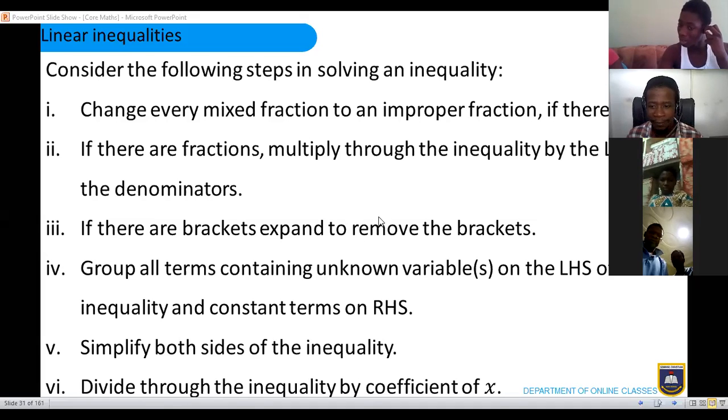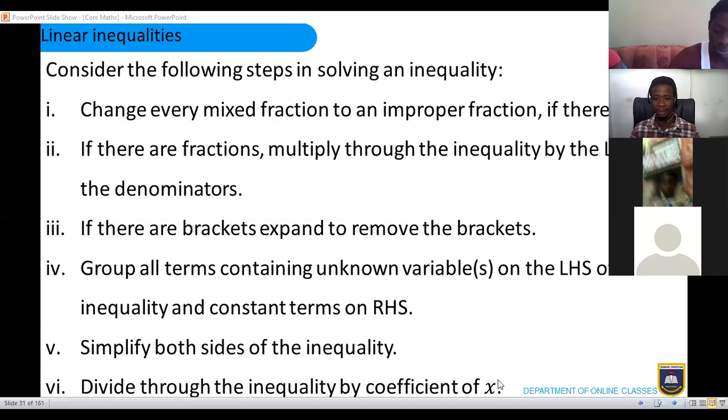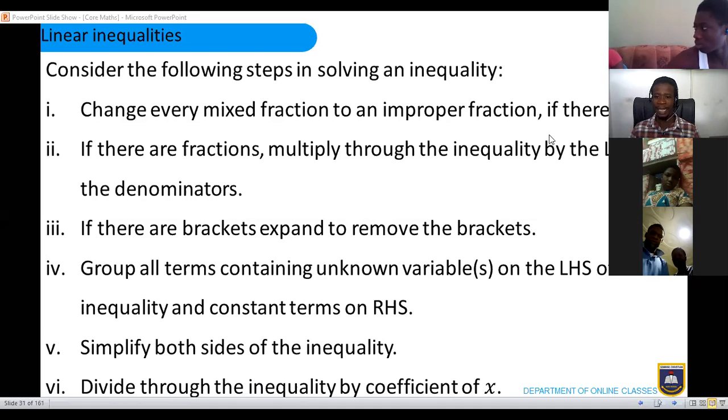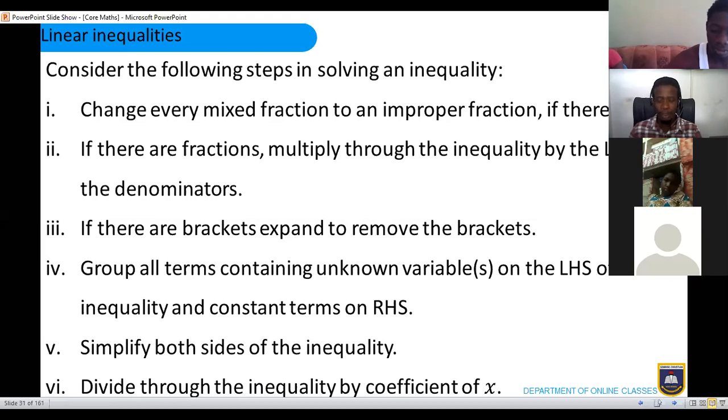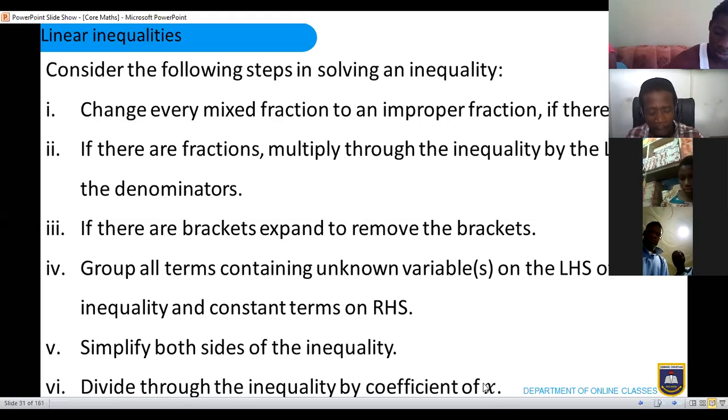Point 5. Divide through the inequality by the coefficient of x, if there's any. You need to divide through by the coefficient of x if there's any. That should be our final step, because we want to make x have a coefficient of +1. Anything, be it an inequality or an equation, the variable must have a coefficient of +1.